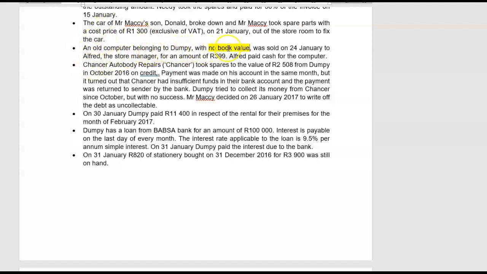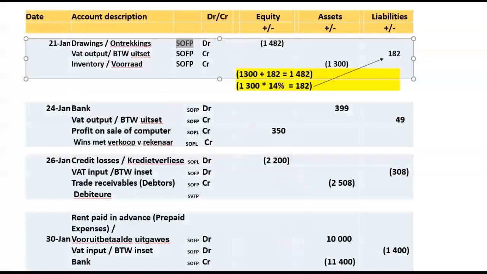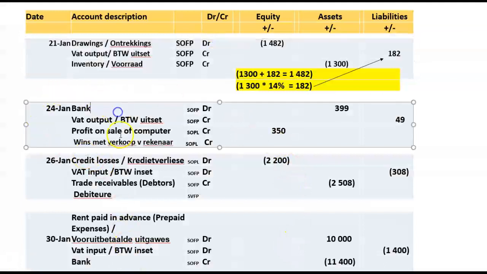An old computer with no book value, so zero book value, was sold on 24 January to Alfred, store manager, for an amount of 399 Rand. Alfred paid cash for the computer. So we received 399 Rand. When we bought that computer originally, we claimed VAT on that. So the receiver of revenue says, now that you sell that, included in the proceeds is my 14% VAT that you have to pay over to me. So it was in my books at a zero value. So we received that in the bank, assets increase with 399 Rand.